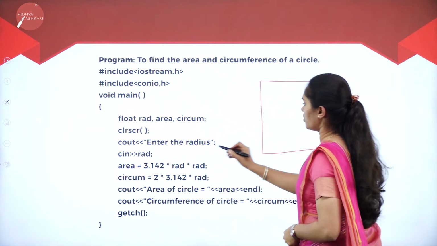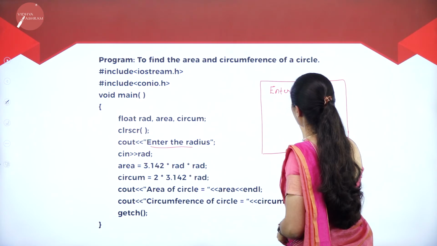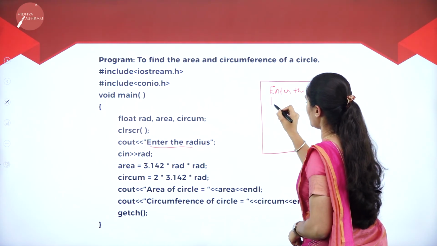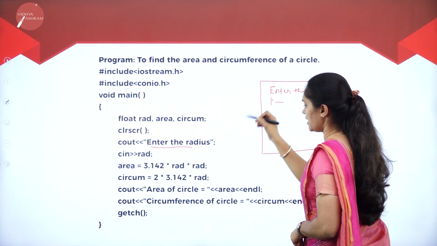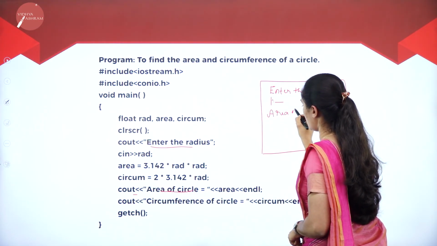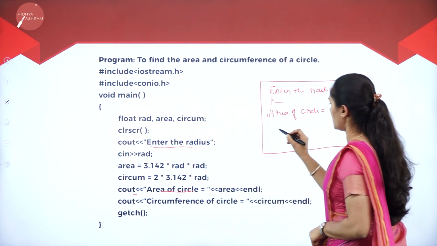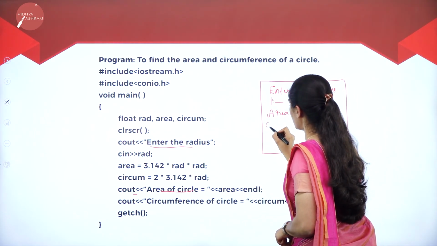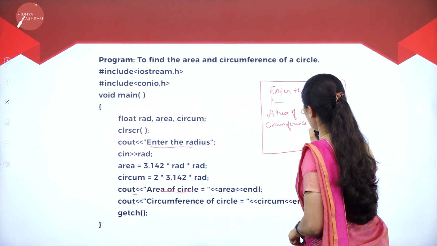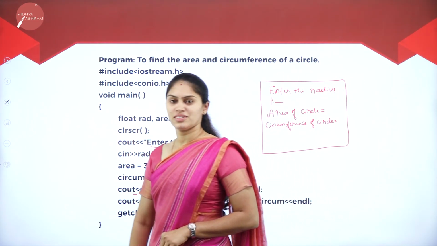In the first cout statement we have: enter the radius. The cursor will blink here and we have to give the value of the radius. Next cout statement: area of a circle is equal to, and then the area value. Next we have: circumference of circle is equal to. So this will be the output for this program.